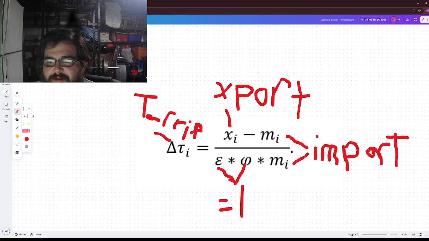So looking at that, I created this little design right here, just to simplify it down for you guys a little bit. It's tariffs are equal to exports minus imports, all over imports times 1.